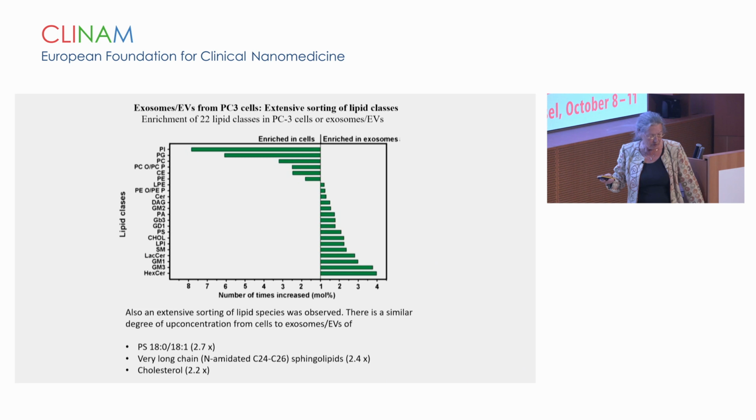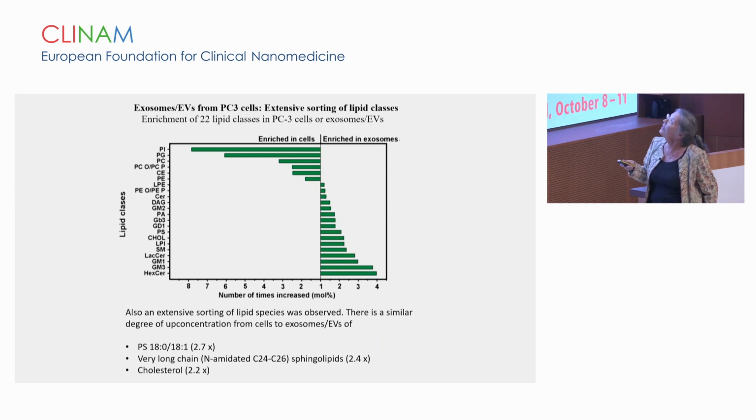And also when it comes to formation of exosomes or EVs from PC3 cells, there is extensive sorting of lipid classes. There is enrichment of 22 lipid classes in PC3 cells or exosomes, as you see in the figure. At the top, you see what's enriched in cells, and at the bottom, going to the right, you see what's enriched in exosomes. And there's also an extensive sorting of lipid species, not only lipid classes.